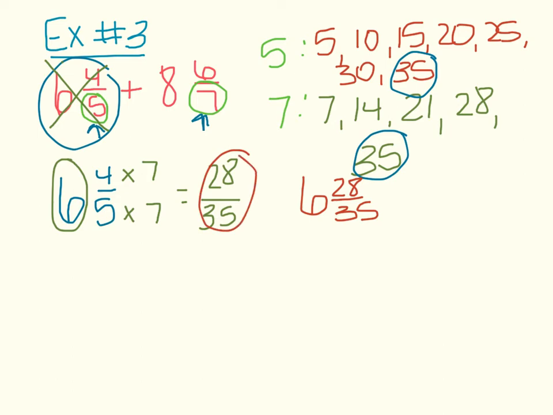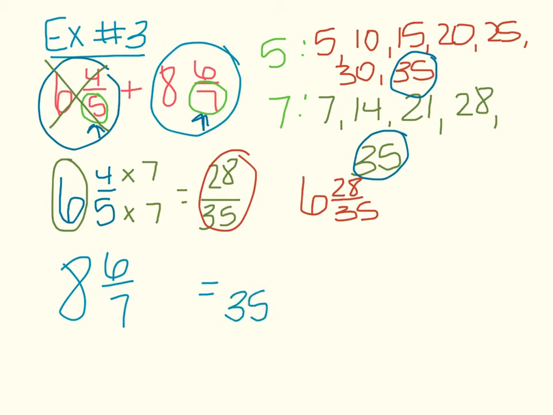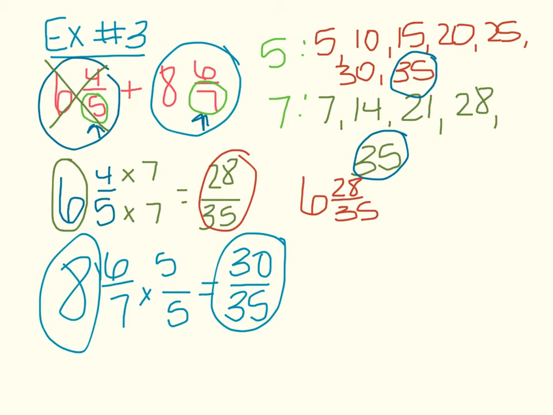All right, let's do the second mixed number, 8 6/7. I have to also get that one to 35 as the denominator. I know 7 times 5 is 35. So I have to do 6 times 5 is 30. So I combine my new fraction with my whole number. So now I have 6 28/35 plus 8 30/35.